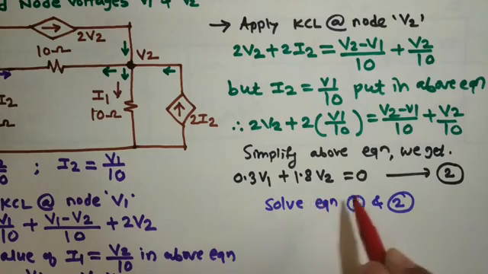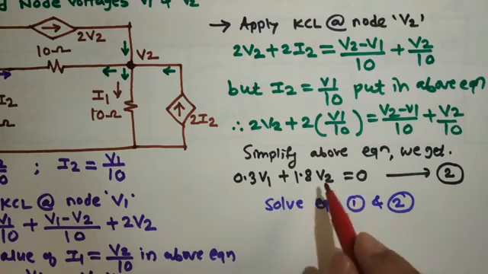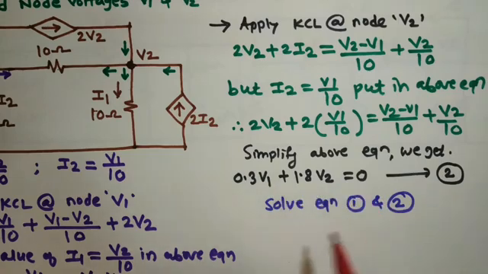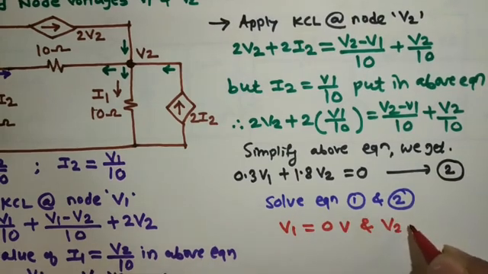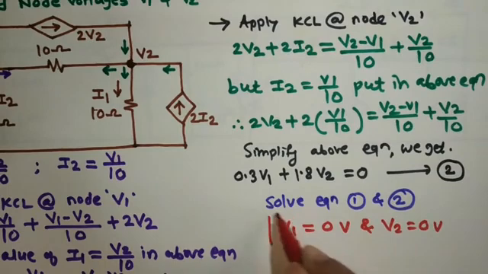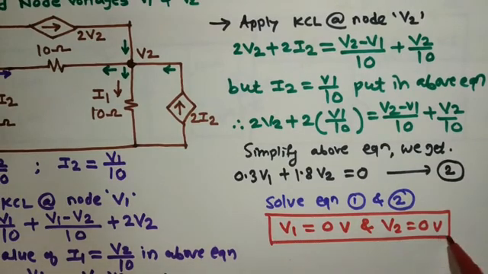Now we have two equations with two unknowns, V1 and V2. Solve these two simultaneous equations, equations 1 and 2. After solving, we get V1 is equal to 0 volts and V2 is also equal to 0 volts. So this is our final answer, that is, the node voltages V1 and V2 are equal to 0 volts. Thank you.